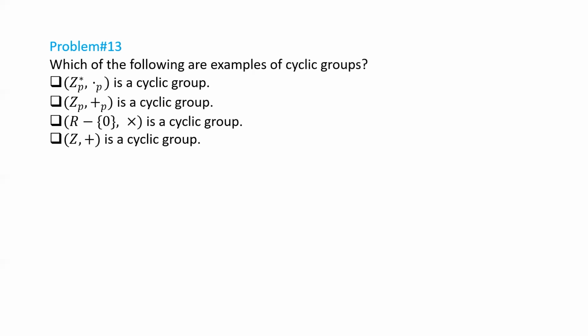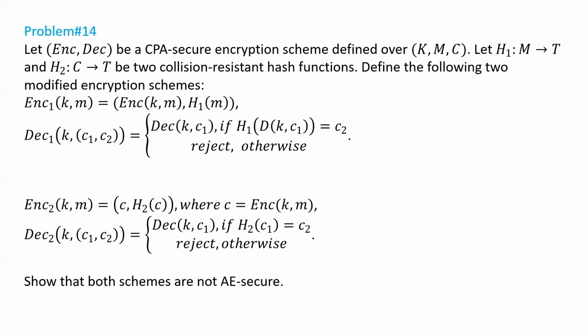But as you pointed out correctly, the first two options are cyclic groups. They are discussed in the lectures as well in detail, that Z_P star with multiplication modulo P is a cyclic group, and Z_P with addition modulo P is a cyclic group with P as prime. Proceeding to the next question.